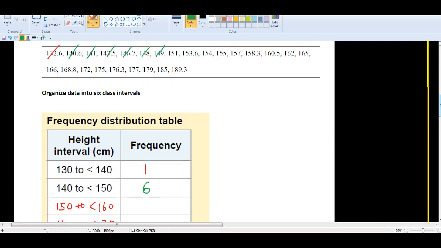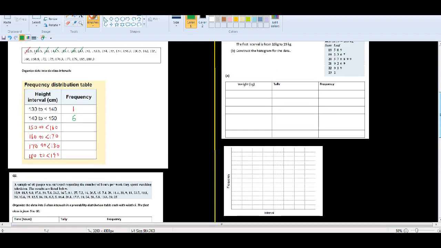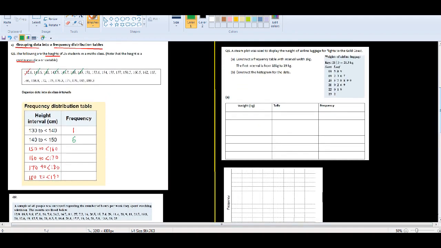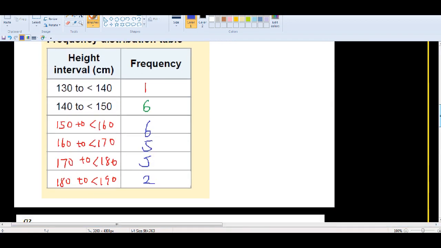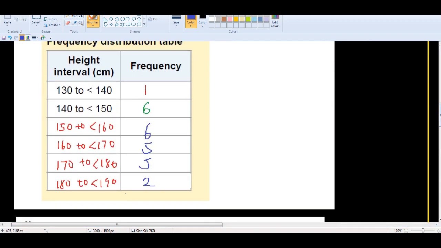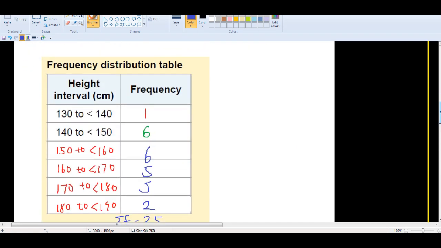Okay, I'm going to give you some time to finish this by yourself. Okay, so this will be the answer: 1, 6, 6, 5, 5, 2. Always check if you got the correct frequencies. If you add all of them together, what do you get? You get 25. So there are 25 students, which means the table is very likely to be correct.